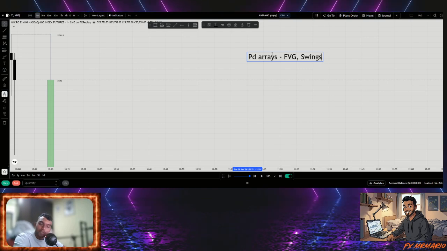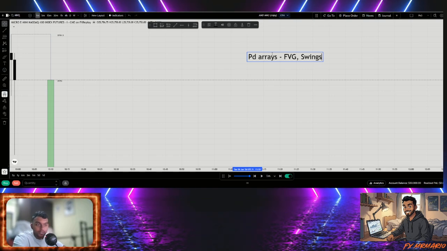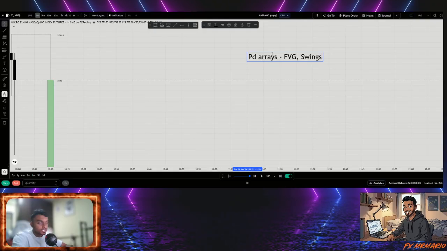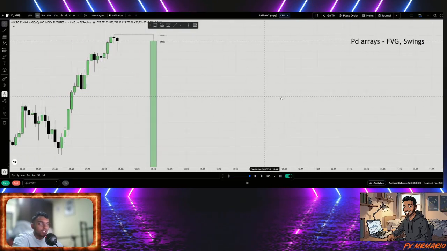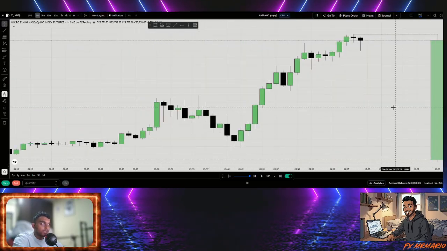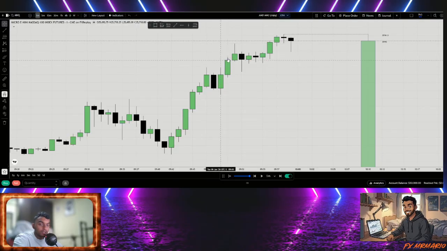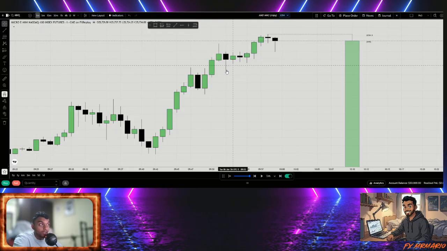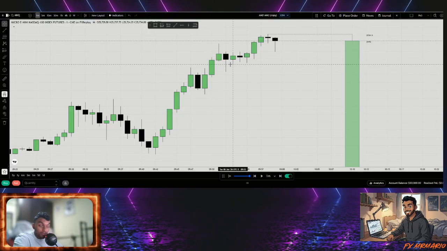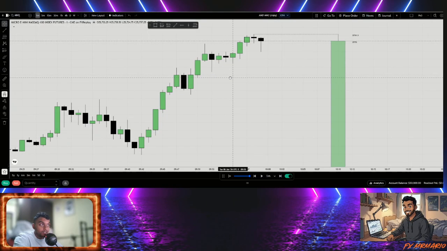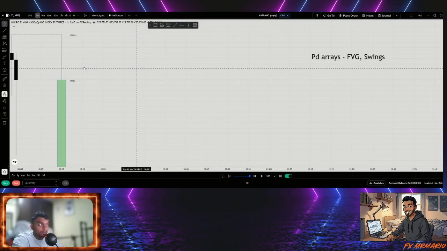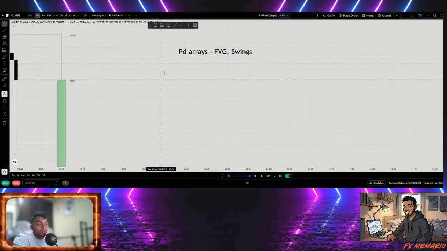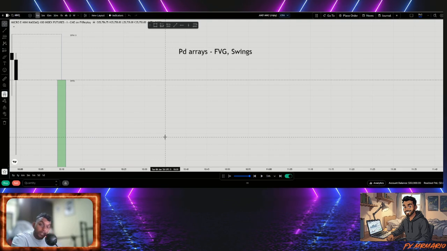All right, if you don't know what is fair value gap, go to YouTube, search what is fair value gap. If you don't know what is swings, I'm going to teach you. I'd rather just show you. Swing points are basically, look at this. You can see the middle candle is higher than the left and right. That's a swing high. The below candle wick is lower than the left and right. That's a swing low. So basically what the market likes to do is move from either a swing point or a fair value gap.